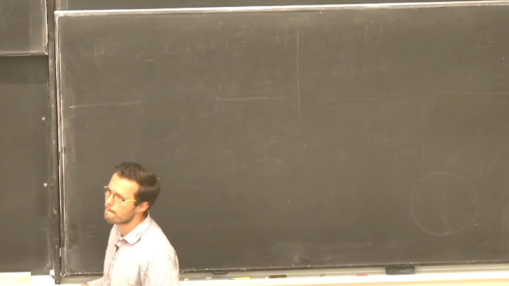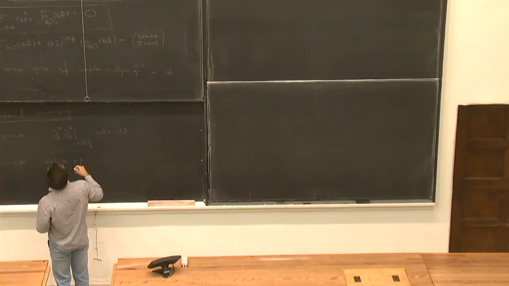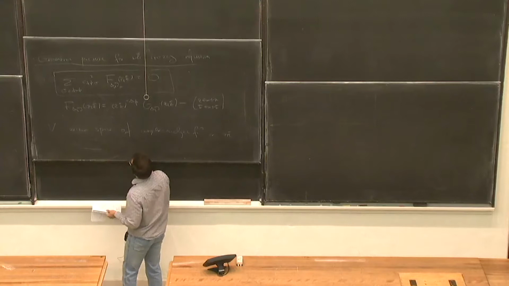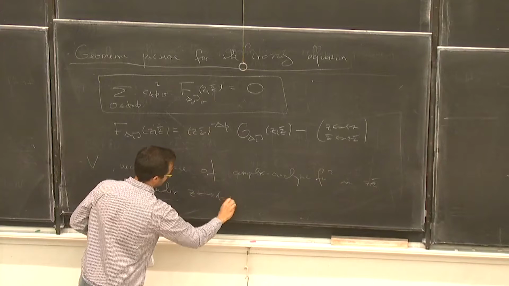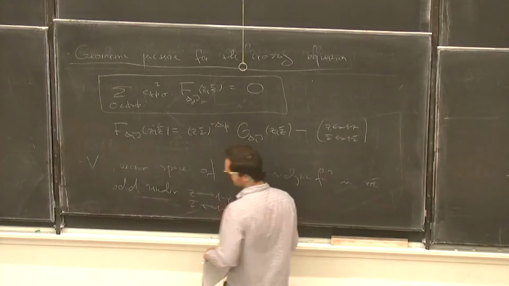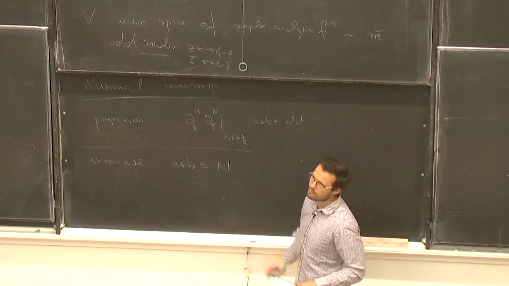Why is A plus B odd? It's essentially because the set of functions in which this equation lives is odd under z goes to 1 minus z. So all the Taylor expansion coefficients, when the sum of the two derivative orders is even, actually vanish. The only ones which are non-trivial are the ones where the sum of A and B is odd.